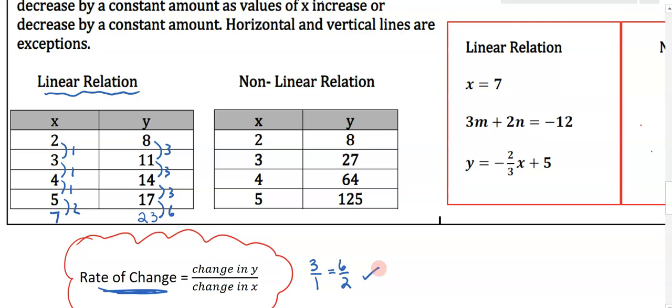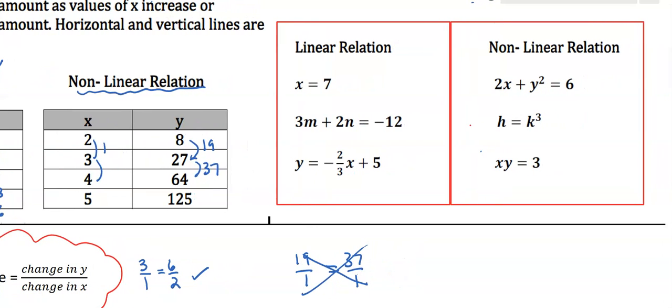So that's why this is a linear relationship, because it has a constant rate of change. Where it's not linear is when you're going up by 19, then by 37. Well, maybe it is linear. I have to look at x. I go up by 1. Does 19 as compared to 1 equal 37 as compared to 1? No, that's not a constant rate of change. So that's why the second one's not linear. There's not a constant rate of change.